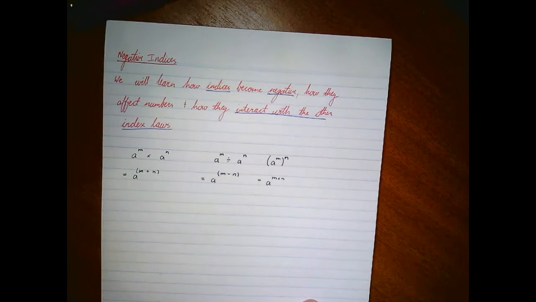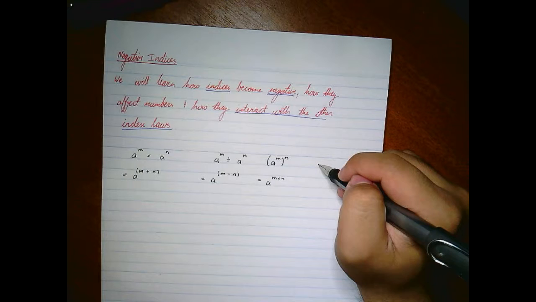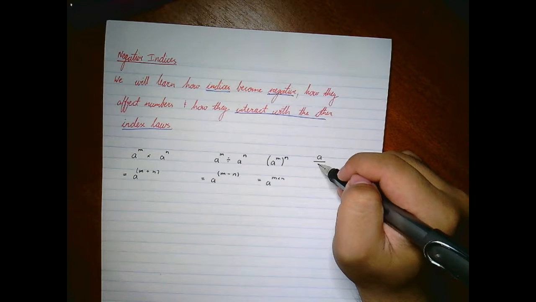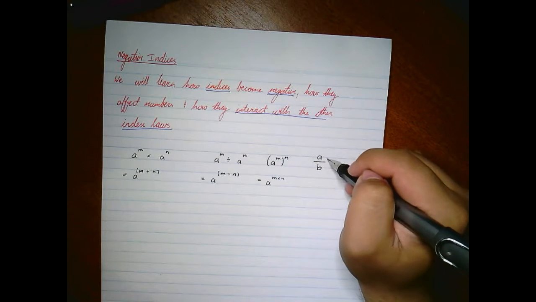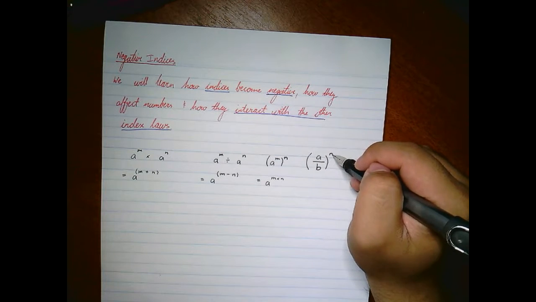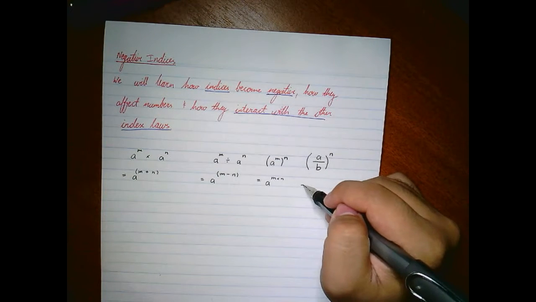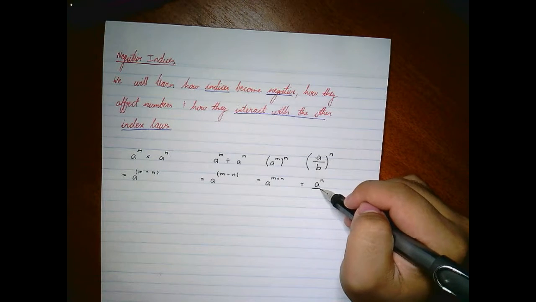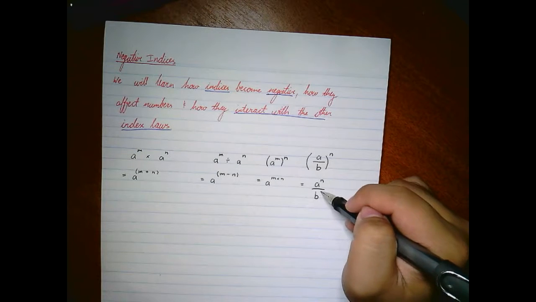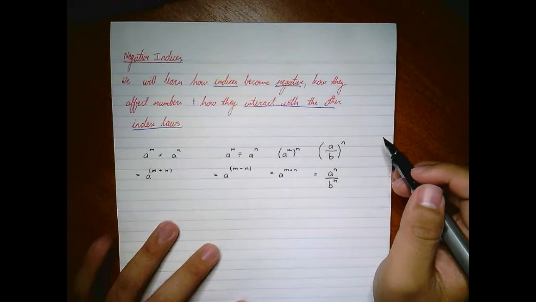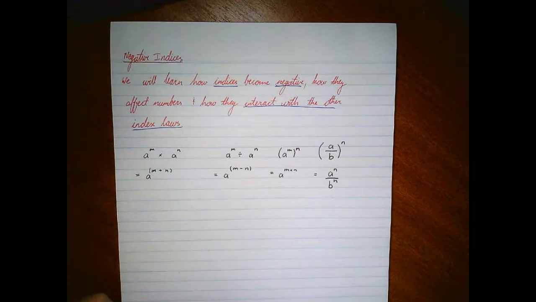And finally, if we have, this time it's a little bit different. We have a over b, two numbers, to the power of n, that becomes a to the power of n over b to the power of n. These are the laws that we are going to apply with negative indices.